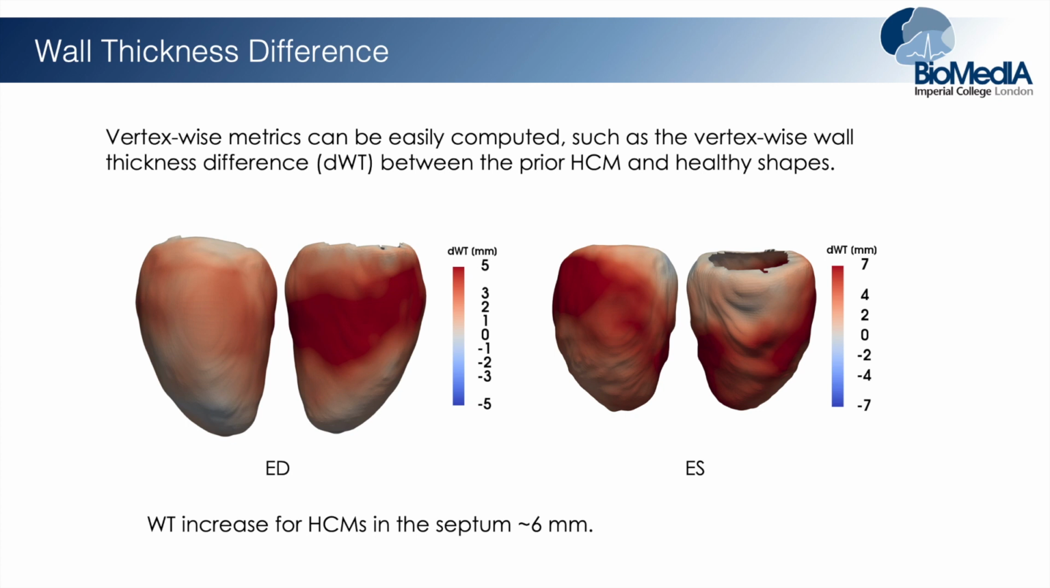And the nice thing is that you can also compute, for example, the difference in wall thickness between a healthy subject and a pathological one, as we have done here, finding that it's 6 millimeters. So we have a way to visualize the most discriminative features for the classification task at hand.